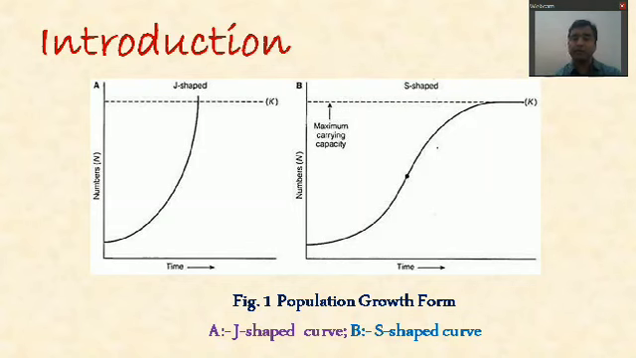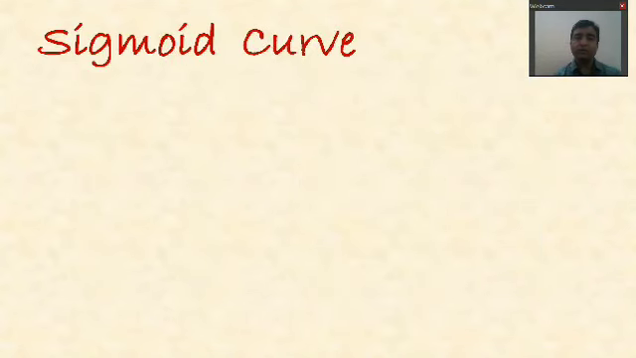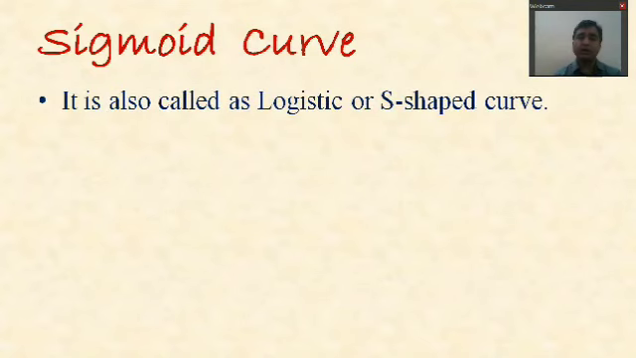Whereas in the S-shaped curve, that population grows, and then it remains in the habitat by maintaining the equilibrium point. So we will see in detail about these two curves. The first one is the sigmoid curve. This sigmoid curve is also called the logistic curve or the S-shaped curve.